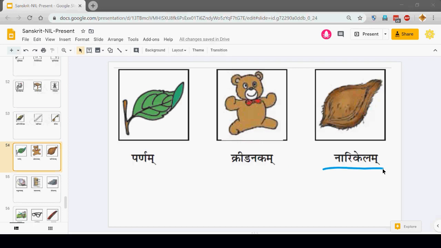Nariyalam. Where is ya here? This one is like ka, right? Ke. Narike. Narikelam. Narikelam is coconut.